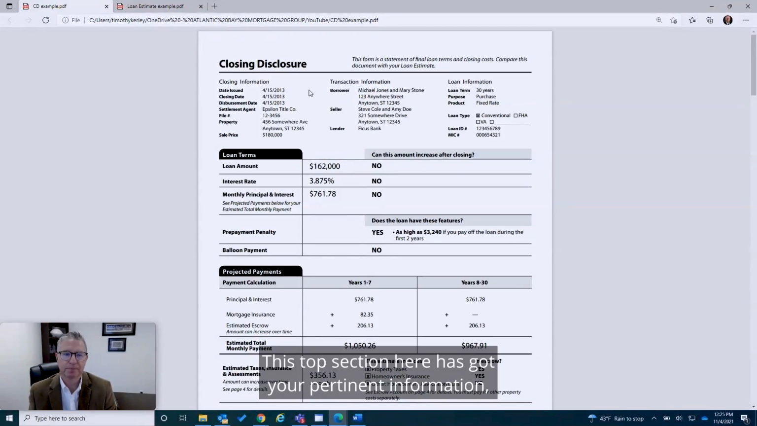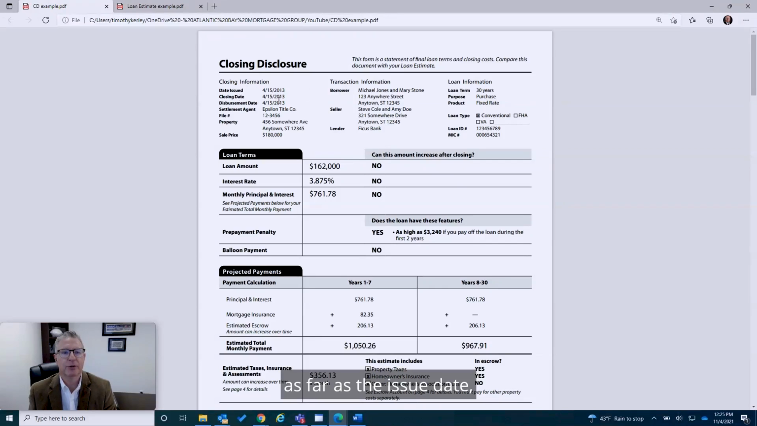This top section here has got your pertinent information as far as the issue date, the day of your closing, your property address, your settlement agent, who is going to be handling your closing. In North Carolina, that would be your closing attorney. Your sale price, how much are you buying the home for? We've got borrower and seller information as well as the lender name there. And here's the pertinent loan information. You're doing a 30-year loan. In this case, it's a purchase, not a refinance. It's a fixed rate. And this tells what type of loan you're doing or what loan program you're using. Is it conventional? Is it a VA? Is it a USDA or whatever? You would have your loan account number there.